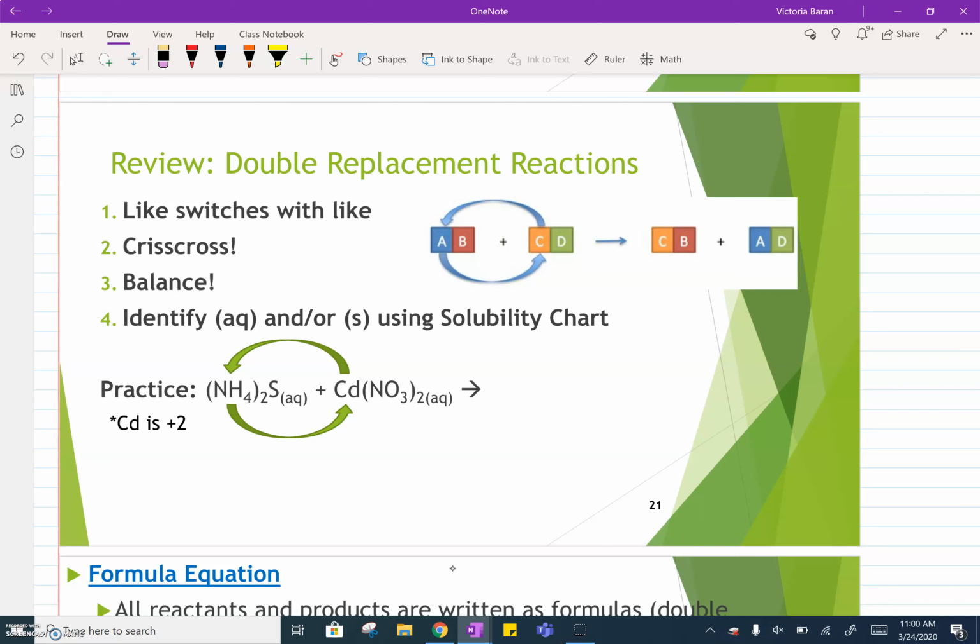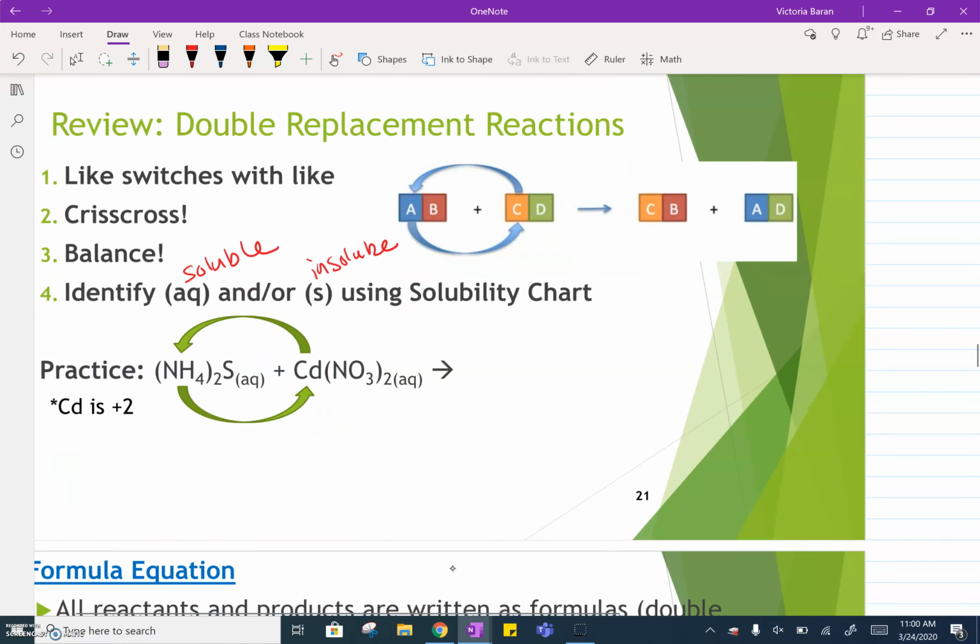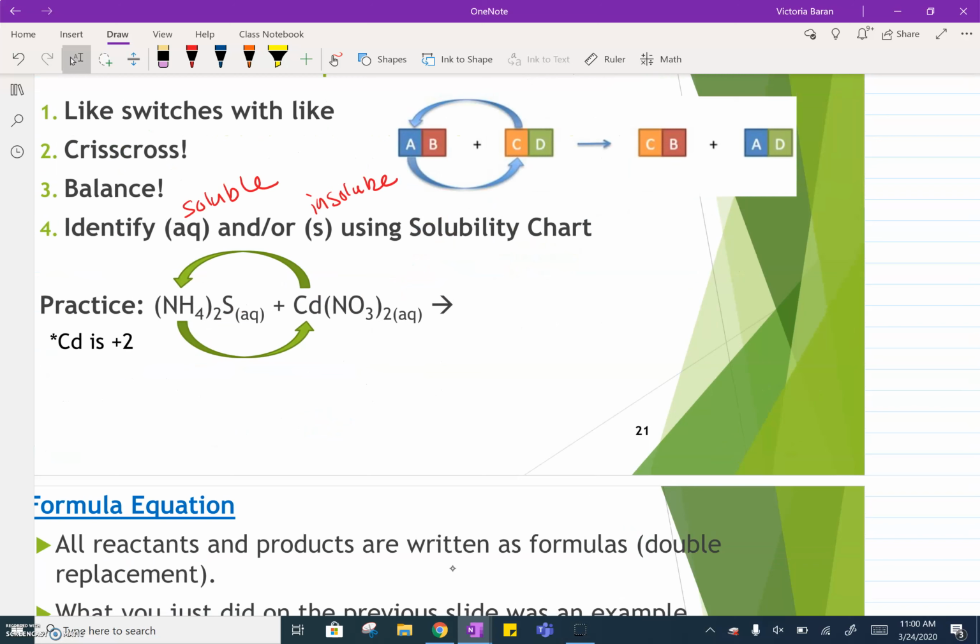And then you have to identify if something is aqueous, which means it is soluble, or it will form a solid precipitate, which is insoluble. And use that chart that I just showed you and that we just went over previously. Again, if there is any transition metal, I will give you the charge of that. So for this first example here, we are just going to practice the basics, which is writing the products, okay?